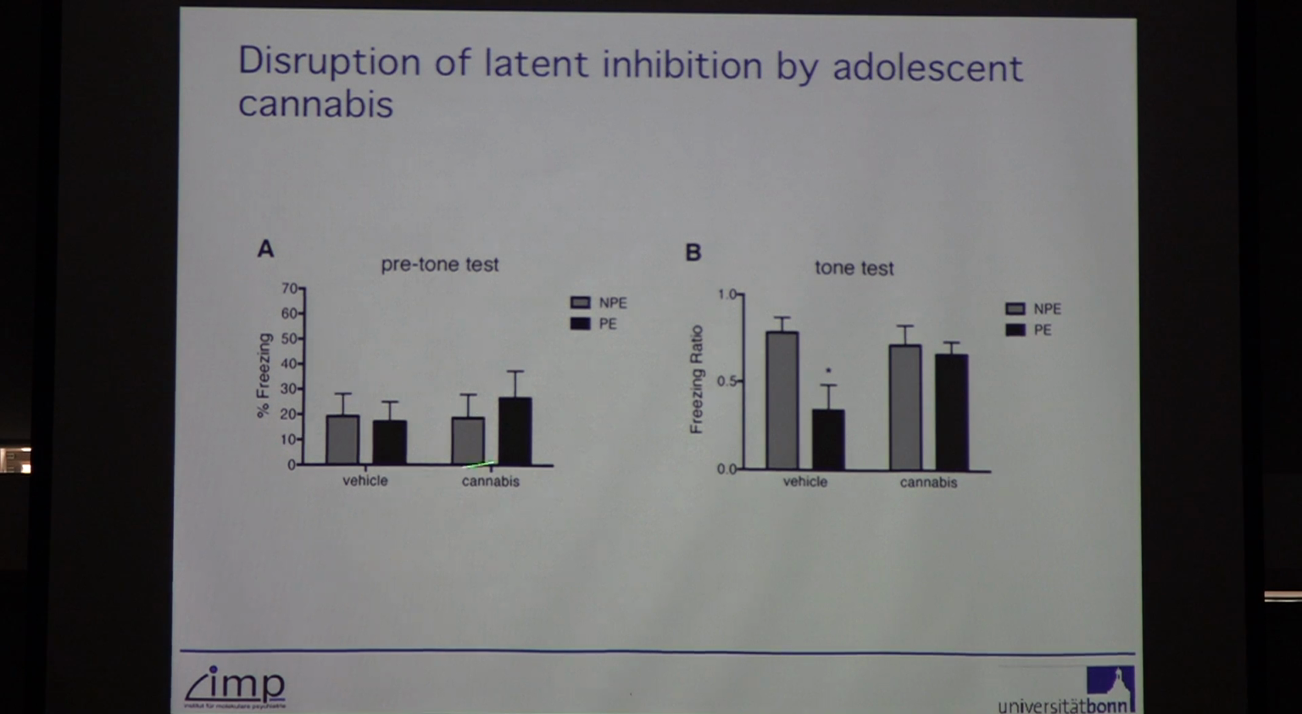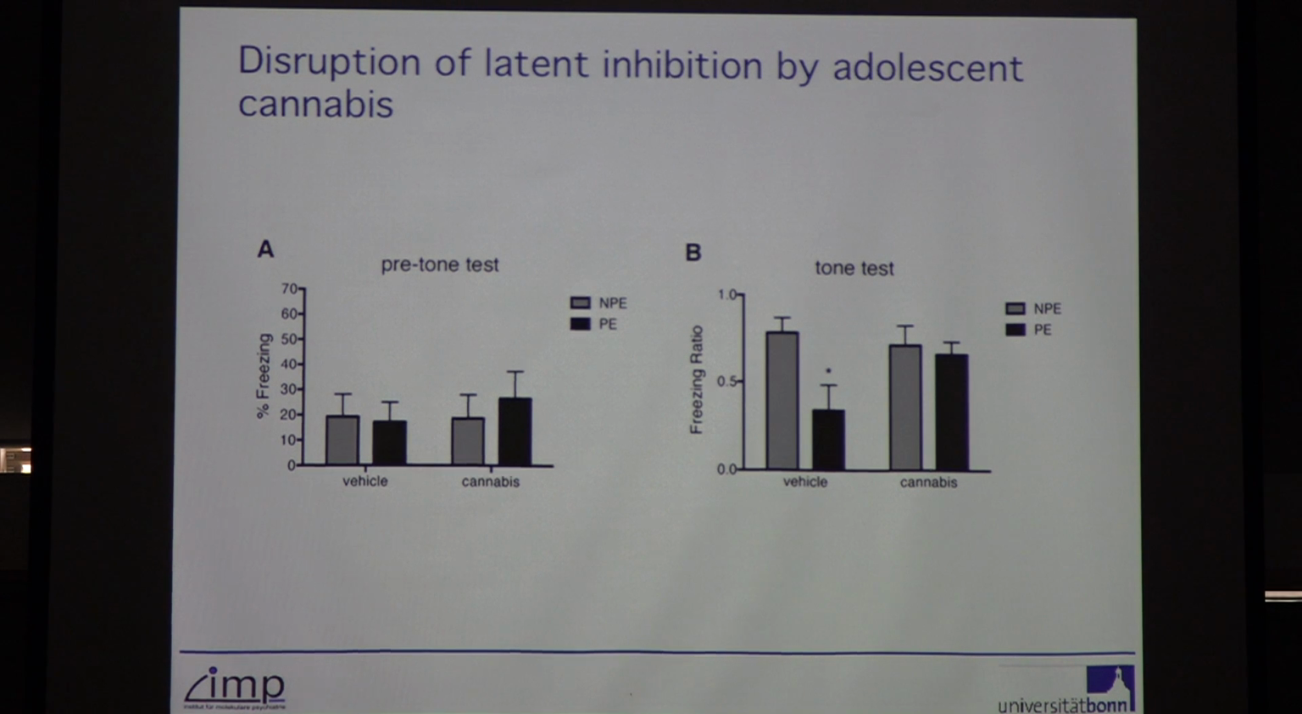So in the pre-tone test, there's no difference between vehicle and cannabis treated animals. But then in the tone test, what you can see here is that the conditioned response, the freezing, that is an anxiety reaction of these mice when exposed to the noise, is higher in those animals that were not pre-exposed to the tone than in the animals that are pre-exposed to the tone. So here this latent inhibition is working normally.